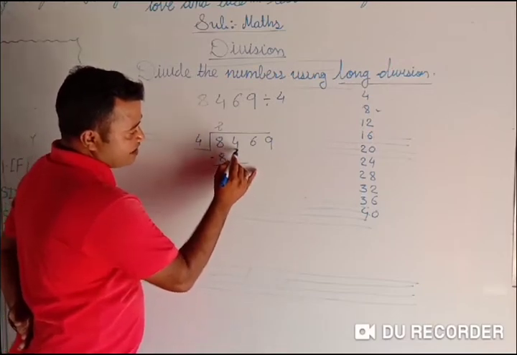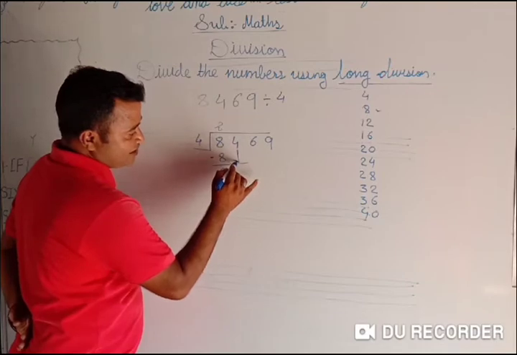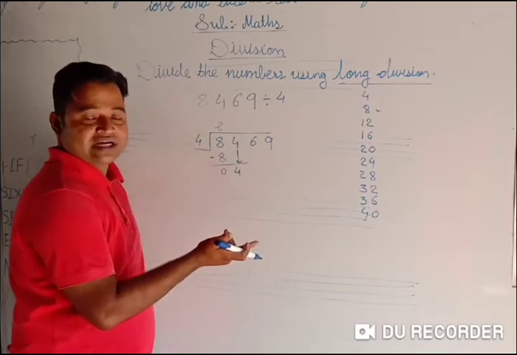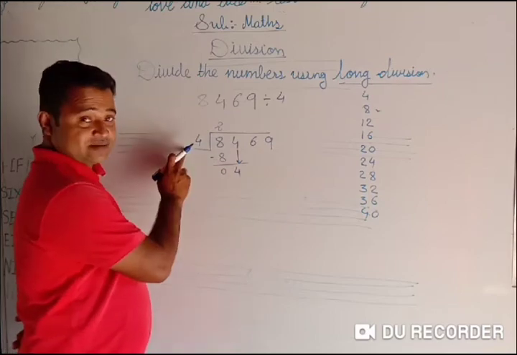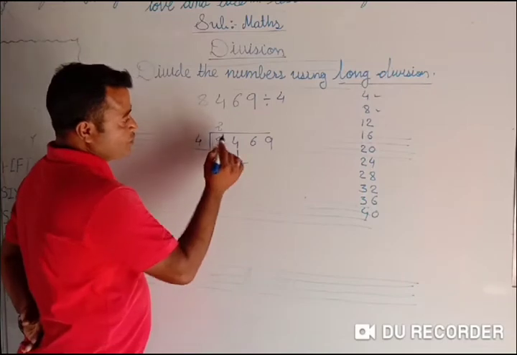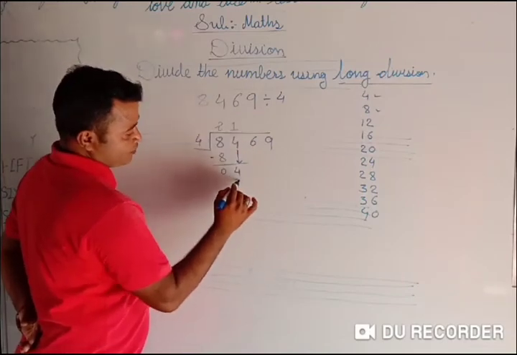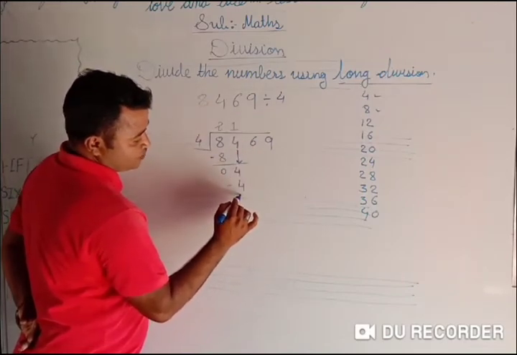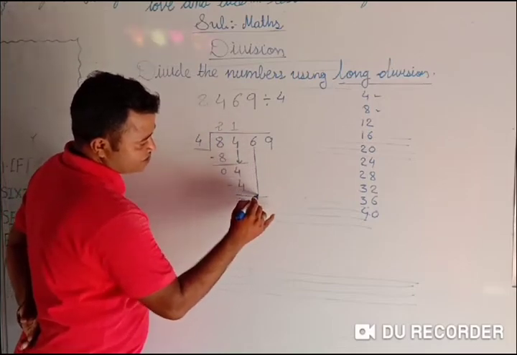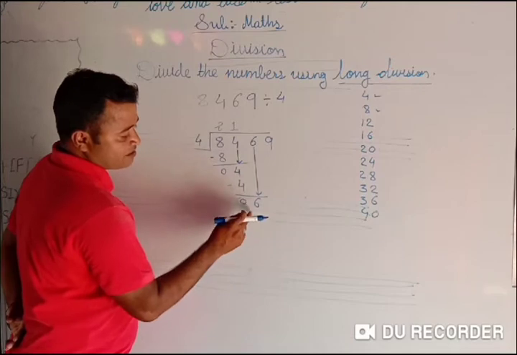Then I have to bring down the second number straight down here. Now my number is 04, that is 4. So I have to ask myself, does 4 come in the 4 times table? My answer is yes, it comes in the 4 times table. 4 ones are 4. So 4 minus 4, 0. Now I have to bring the next number down, that is 6, straight down. Now my number is 6.